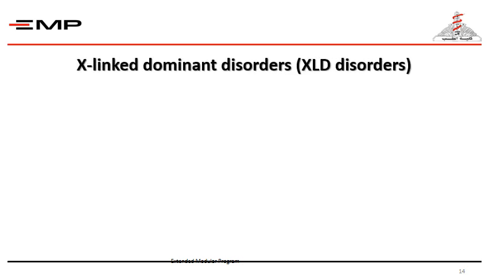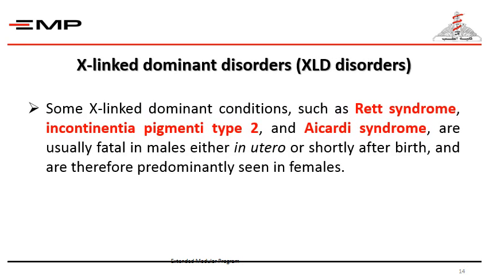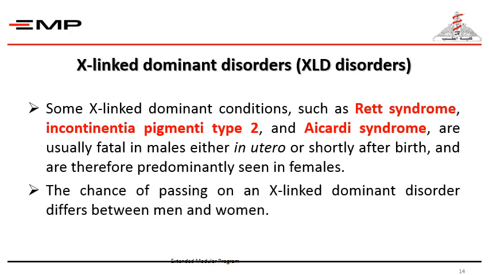Some X-linked dominant conditions, such as Rett syndrome, incontinentia pigmenti type 2, and Aicardi syndrome, are usually fatal in males, either in utero or shortly after birth, and are therefore predominantly seen in females. The chance of passing on an X-linked dominant disorder differs between men and women, and you will study this in your first day of the genetic course.